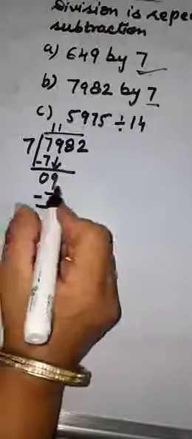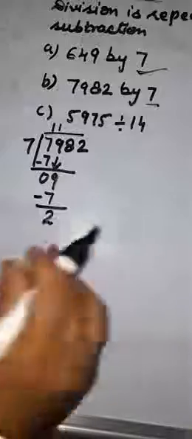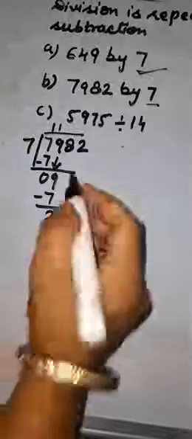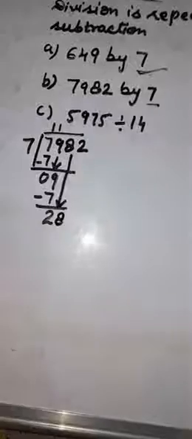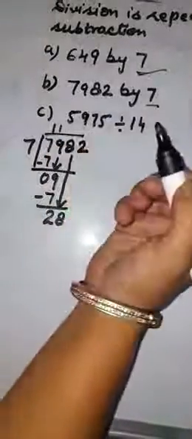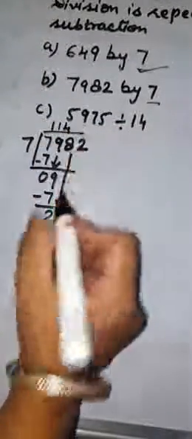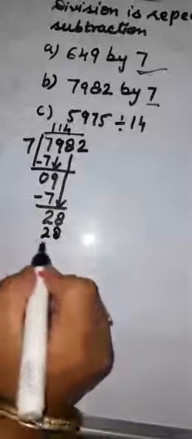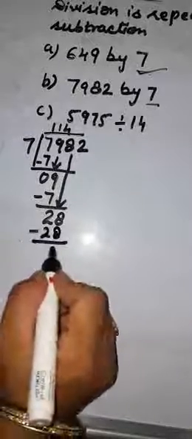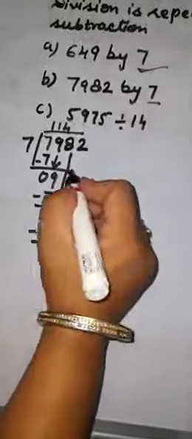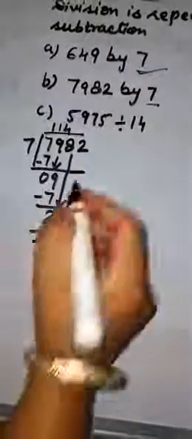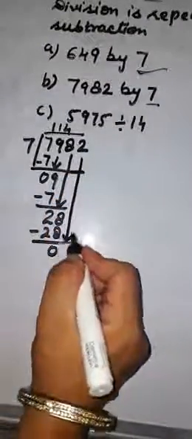So subtract it. We'll get here 2. Now 2 is smaller than 7. So bring it down. 8. So 7 fours are, I know the table of 7, so 7 fours are 28. Now 28 minus 28, we have 0 here. Fine. Now we have left one digit here, that is 2. So bring it down, 2.